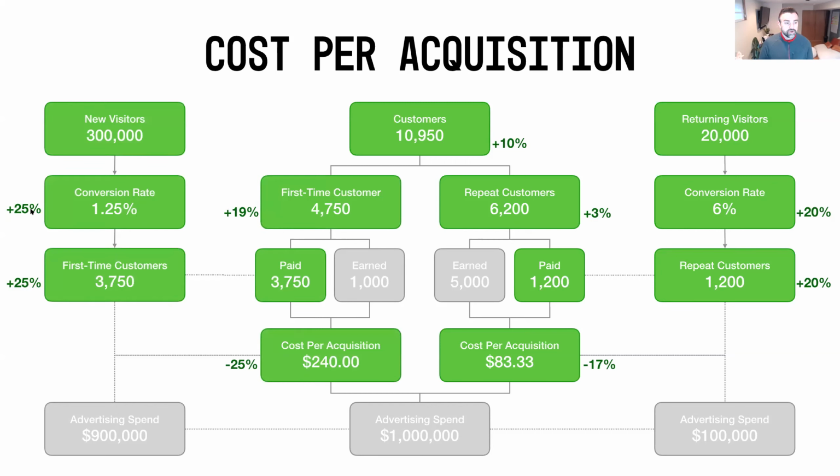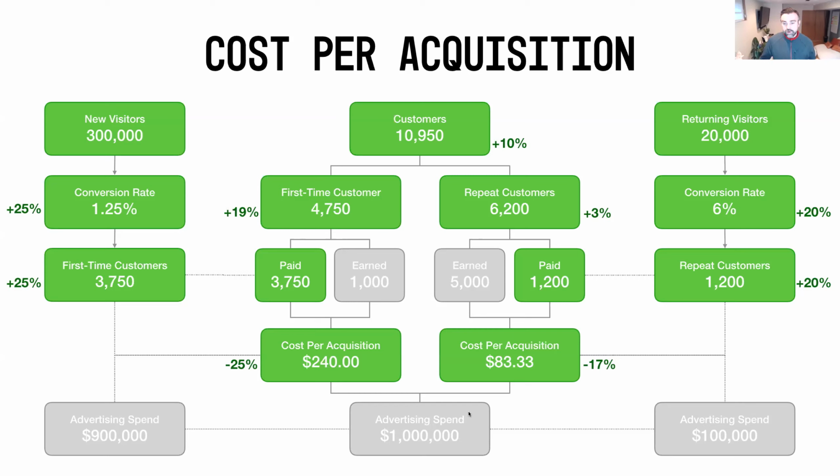If we increase our conversion rate by 25% on the new side of the equation, similarly 20% on the returning side of the equation, you can start seeing that the numbers start adding up, and it generates basically another 10% more customers in the customer margin tree for us. But what it's also reducing is, on the new side of the equation, a 25% reduction on our cost per acquisition here, and a 17% reduction over here on the returning customers.